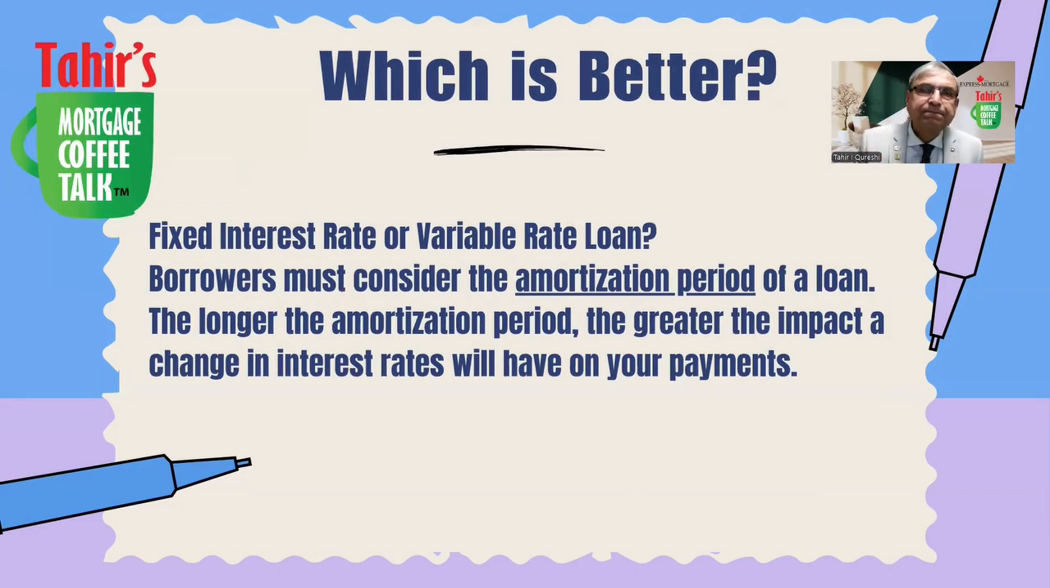So which is better? The fixed interest rate or the variable mortgage loan? Which one is better for each one? The borrower must consider the amortization period of a loan, because that also determines how much you pay. The longer the amortization period, the greater the impact a change in interest rates will have on your payment. So not only interest, because you are taking a long period of time, your monthly payment will also be affected, because with a longer period, you have a lower monthly payment.